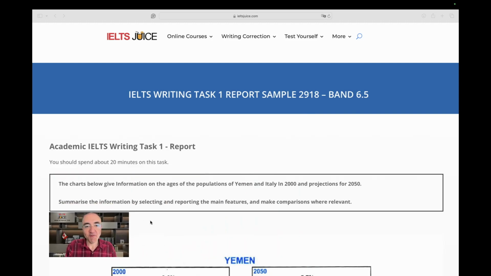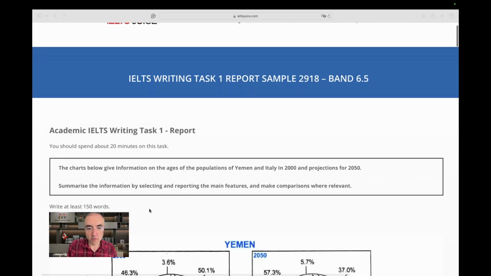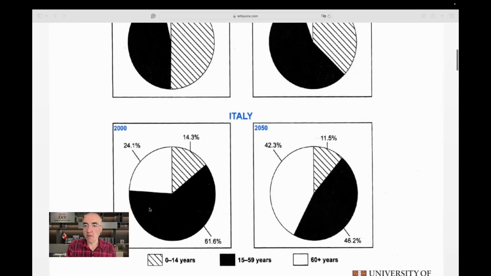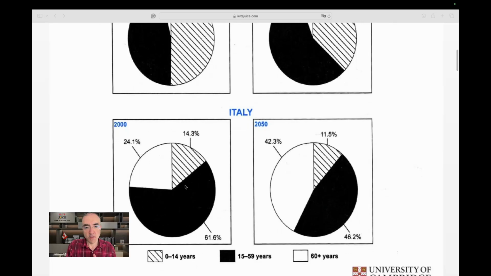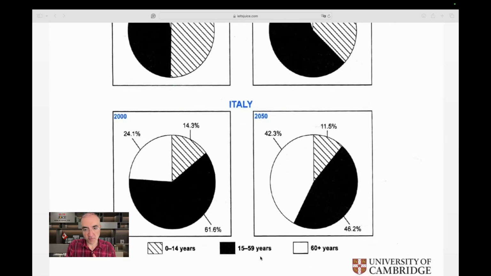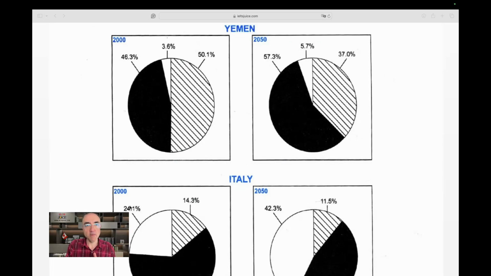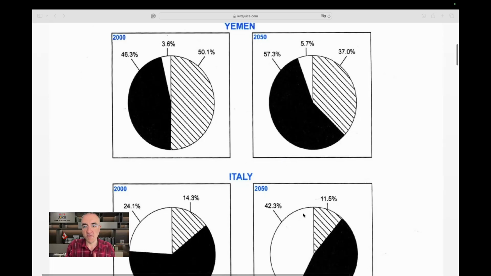The rubric says, the charts below give information on the ages of the populations of Yemen and Italy in 2000 and projections for 2050. All right. So we have a chart. I don't know what the chart is. Well, now we know. Pie chart. Oh, there are four pie charts. 3 categories, 0 to 14, 15 to 59, and 60 plus. Okay, there are 2 countries, Yemen, Italy. Yeah, and this column is for 2000 and this column is 2050.